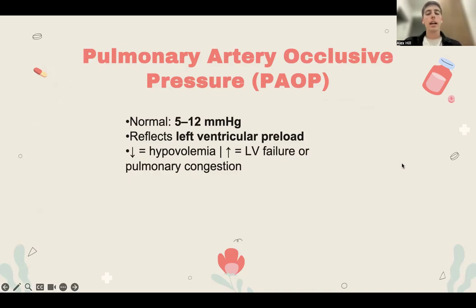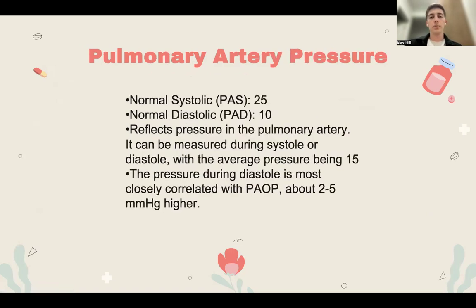So pulmonary artery occlusive pressure, commonly called wedge pressure. If you remember from your packet, this is measured oftentimes with the Swan-Ganz catheter. And this is the left ventricular preload. So this is the amount of pressure that's driving blood into the left side of your heart. So it's going to be decreased in hypovolemia, same concept as before, and increased with left ventricular failure or pulmonary congestion, same concept.